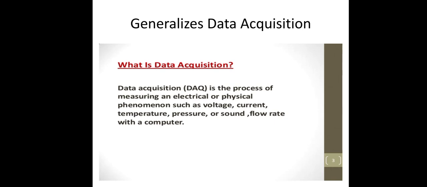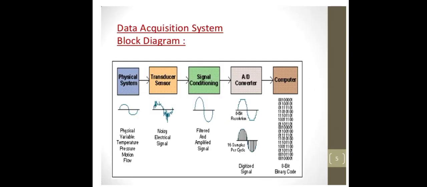Now the data acquisition systems. This is the block diagram of the data acquisition system. First is the physical system, transducer sensor, signal conditioning, A to D converter, that is analog to digital converter, and the computers.